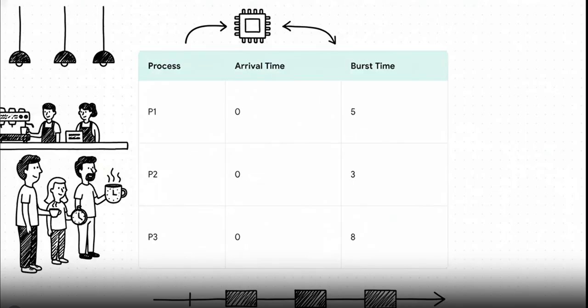So, let's set the scene. 3 customers, or processes, right? They all walk into our coffee shop at the exact same moment. P1 has an order that's going to take 5 minutes to make. P2 has a super quick 3-minute order. And P3, well, P3 has a big, complicated order that's going to take a full 8 minutes.